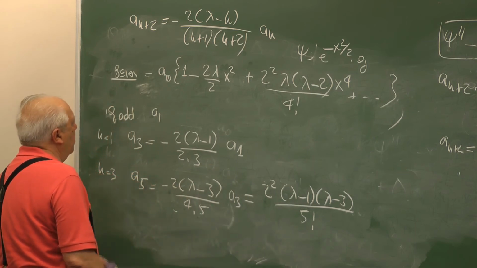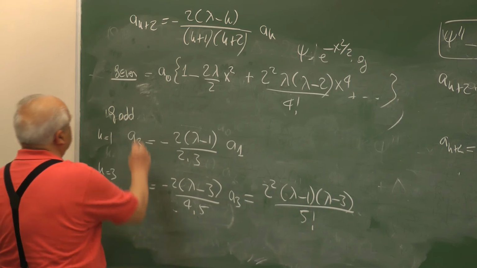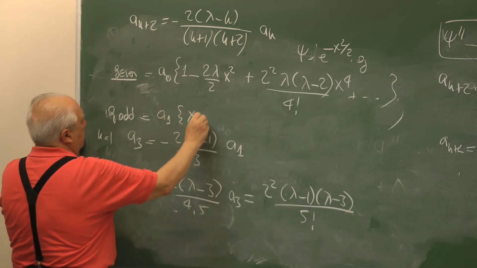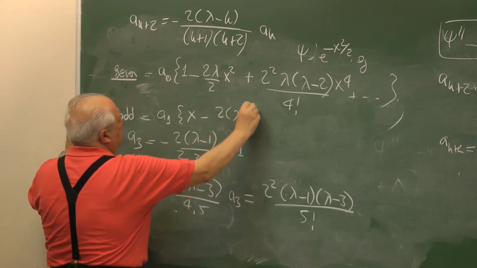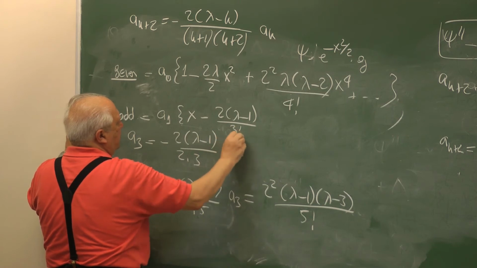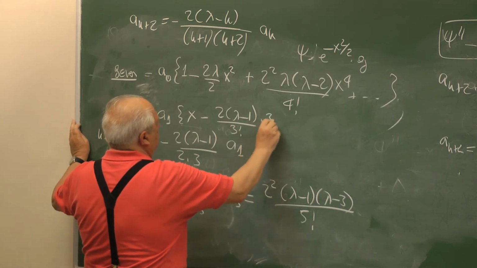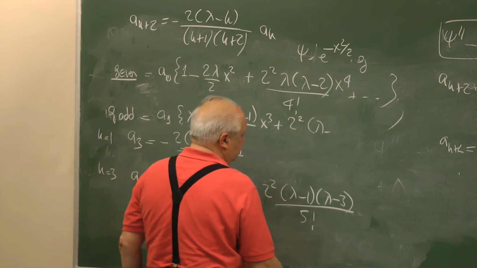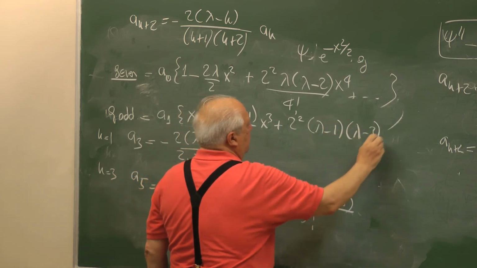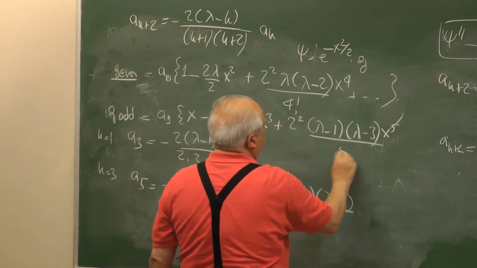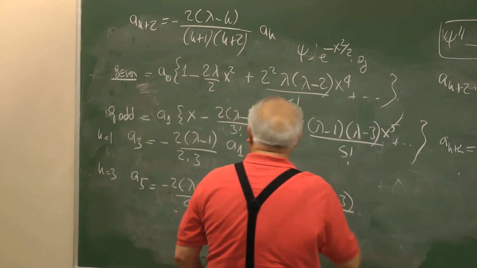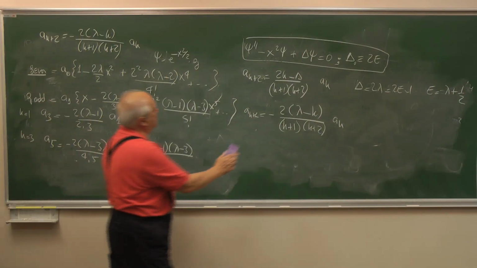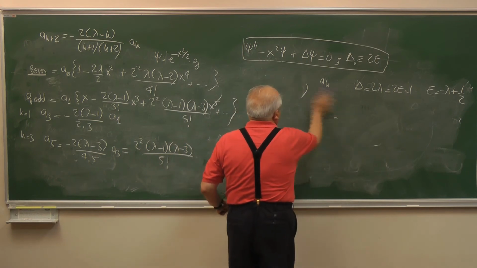So we can write G odd equals A1 times (x minus 2 lambda minus 1 over 3 times 2, which is 3 factorial, x cubed plus 2 squared lambda minus 1, lambda minus 3, x to the 5 over 5 factorial plus, and it's an infinite series. I am erasing this part. Fine.